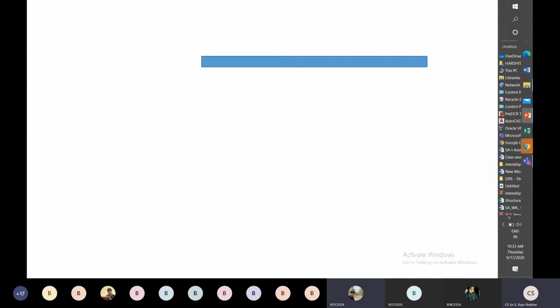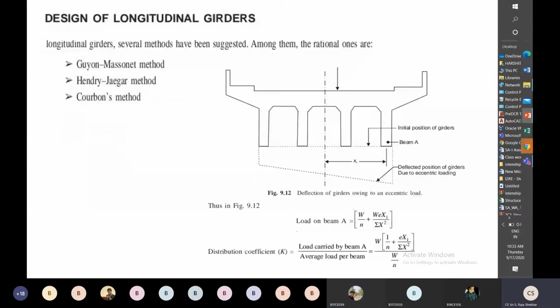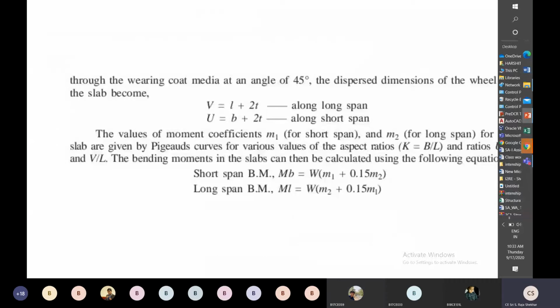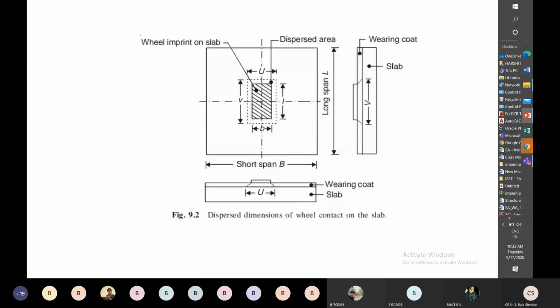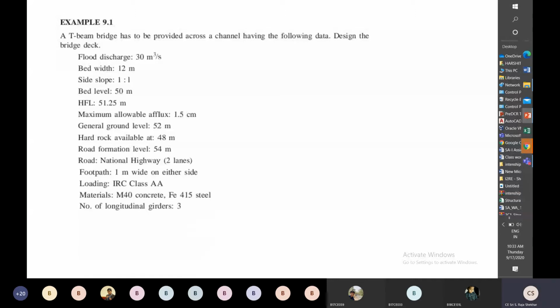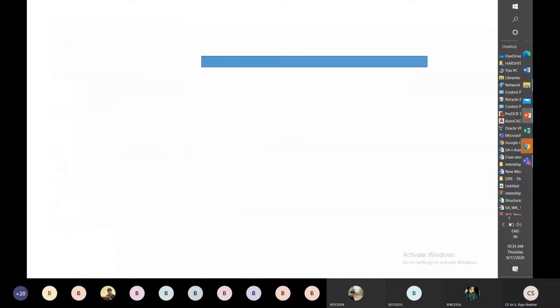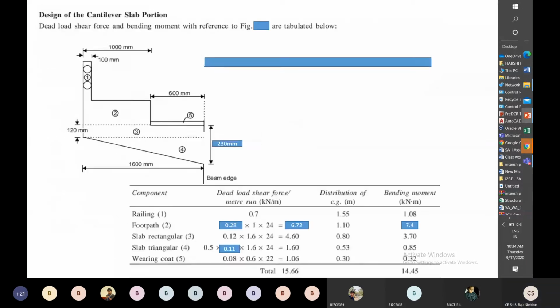So we have started the longitudinal T-beam bridge problem. In that, we designed the cantilever portion, that is the cantilever slab portion. For that, we calculated the dead load shear force values. After that, we calculated the dead load bending moment.